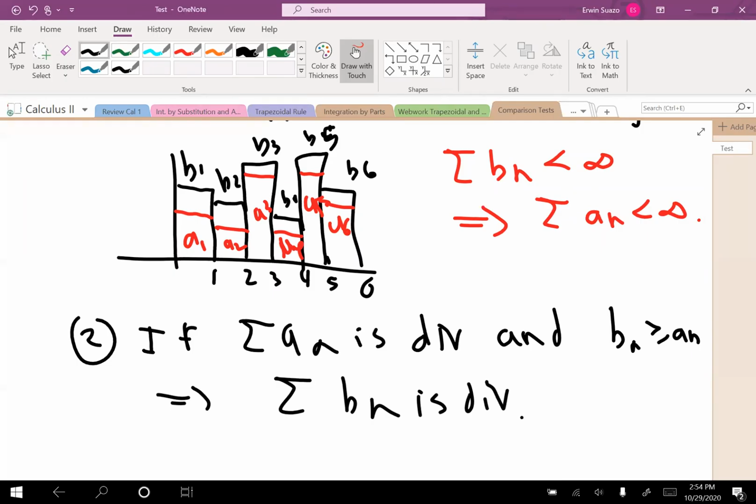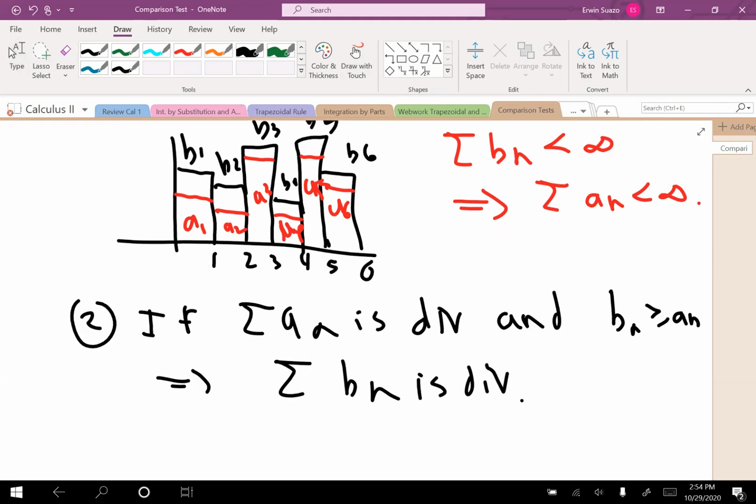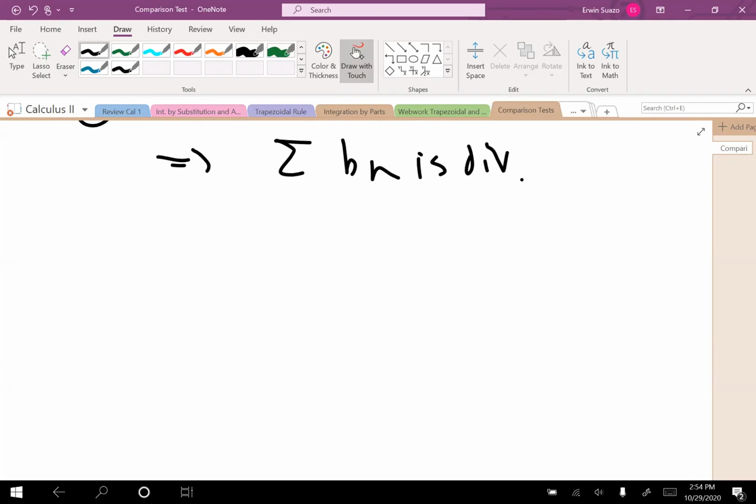So this is the opposite. Suppose that you know that the sum of A1, A2, A3, A4 and so on is divergent. Since B1 is bigger than A1, B2 is bigger than A2, B3 is bigger than A3, of course that sum has to also be divergent because it's even bigger than the sum of A_n. Okay, so that's why it makes sense. You will see that it's not that easy to use that argument, so we need to do some practice.